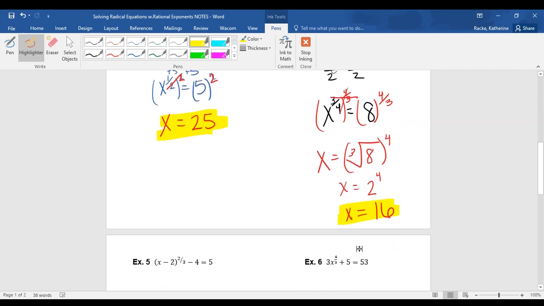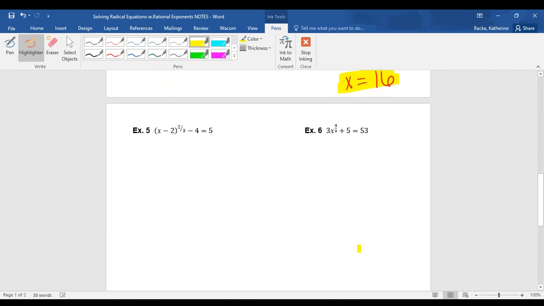All right, moving on to example 5. I have (x minus 2) to the 2/3 power minus 4 equals 5. So I need to start by isolating this entire thing right here, okay, because it's all to the 2/3 power since it's in parentheses. So I'm going to start by adding 4 to the other side. I get (x minus 2) to the 2/3 power equals 9. To get rid of the 2/3 power, I need to flip that fraction and multiply by 3/2, so they would cancel out. I also need to get this to the 3/2 power.